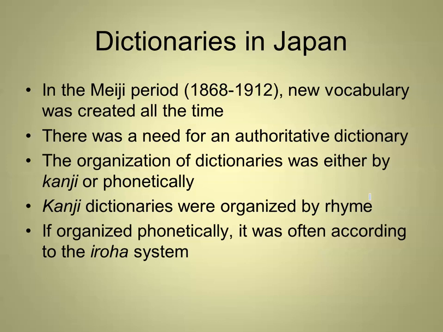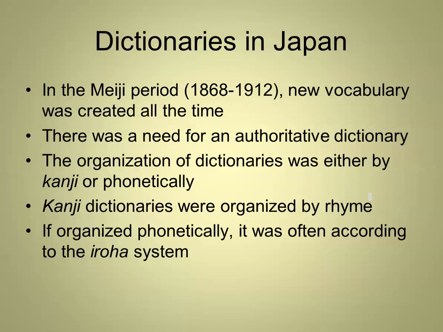So in the Meiji period, these new vocabulary words are being created all the time. There's a real need, given the new exposure to the West, to have this kind of growing lexicon. And the people who were using these words, who were dealing with Western concepts, really felt a need for an authoritative dictionary that would help them manage all these new words. The organization of dictionaries in the Meiji period was either by kanji or phonetically. Actually, there's some that are done by poetics too. So it's kind of a mishmash of what organization people chose.